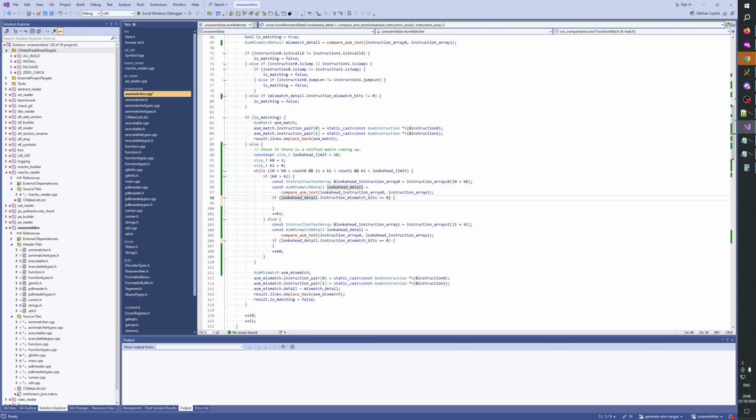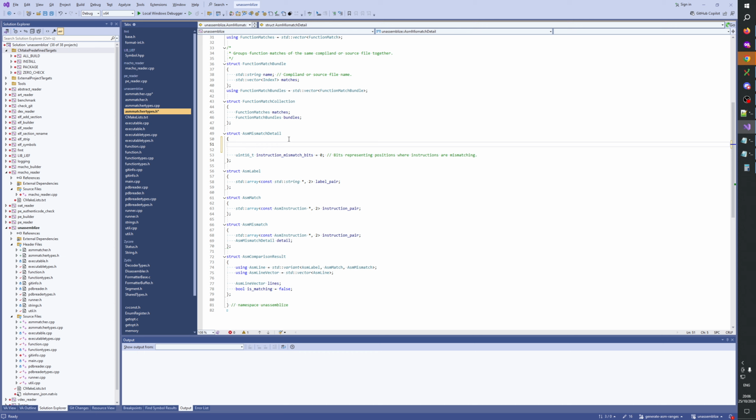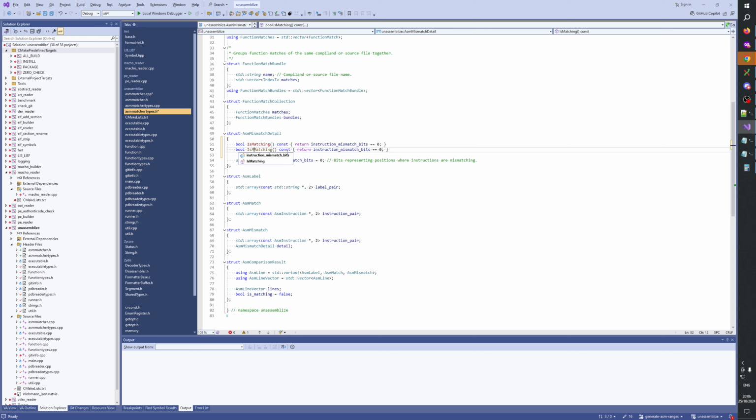Maybe on our look ahead detail, maybe we can make it a little bit more readable by adding helper functions. Bool mismatch detail is matching, const, return instruction mismatch bits equals 0, and is mismatching, not 0.